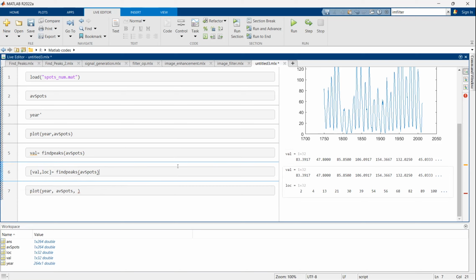Before I go there, from this index, can you find the year from this index value? Is it apparent to you what is the year in which it is finding the peaks? In which years are your peaks coming? How can we find that? These are the indices, right? So if I look at the year variable, the corresponding x-axis values, the second value in the year, the fourth value, the 13th value in the year, that will give you the years.